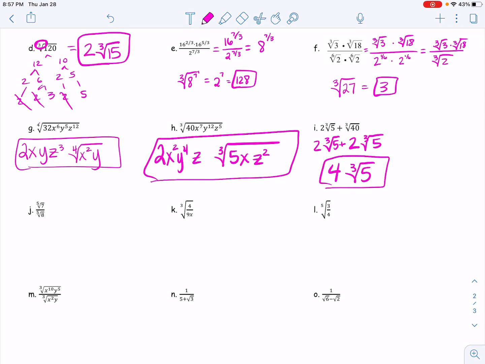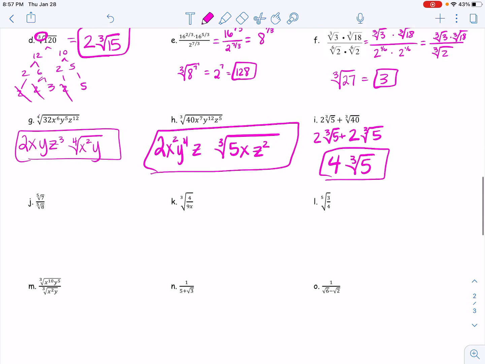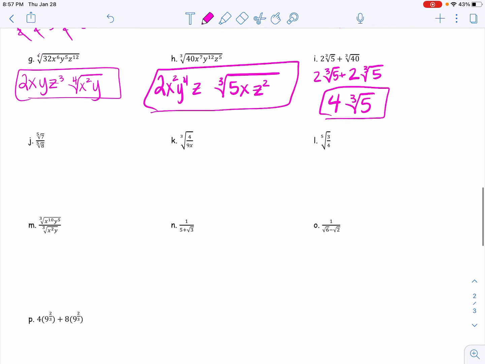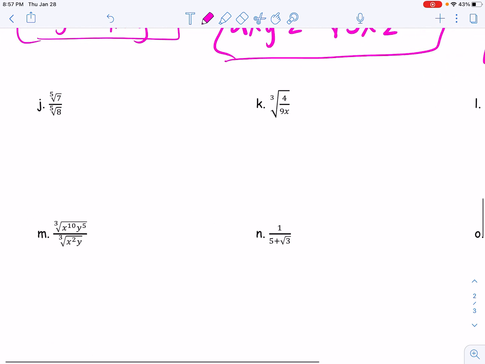If you're multiplying or dividing, different story, which is like what we see in J. When I'm multiplying or dividing, the root has to be the same, but what's underneath that radicand does not. So in this case, I really have the 5th root of 7 divided by the 5th root of 8, which, yes, is the 5th root of 7 over 8, but that's not simplifying it. There's got to be a way that we are simplifying this. So let me rewrite as fractional exponents just to see what I can work with.